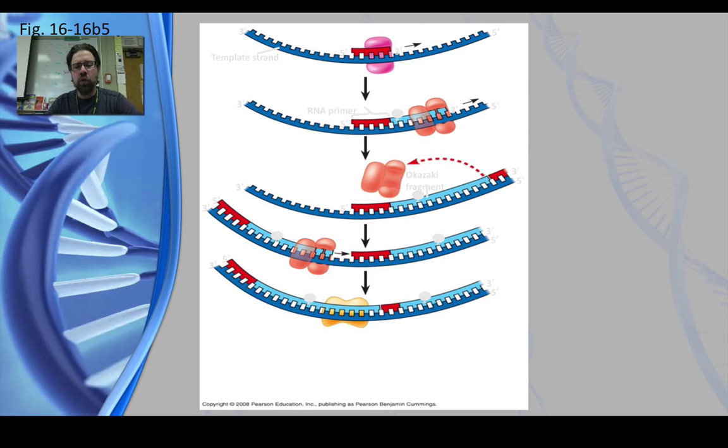So a couple more enzymes we've got to throw in the mix here. How are these RNA primers removed? The answer is through this enzyme right here. This is called DNA polymerase 1. So we could say DNA poly 1.